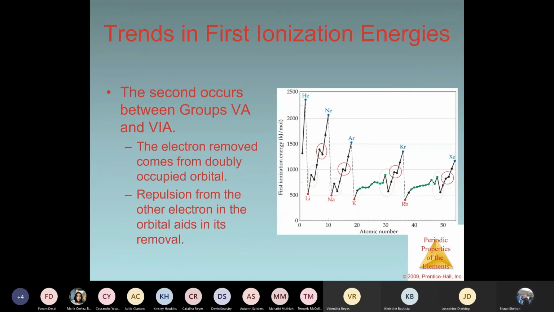So again, electron movement comes from a doubly occupied orbital. Repulsion from the other electron in the orbital aids in this removal. So we're talking about the second one here. I'm going to show you how this one looks. This is the difference between phosphorus and sulfur.